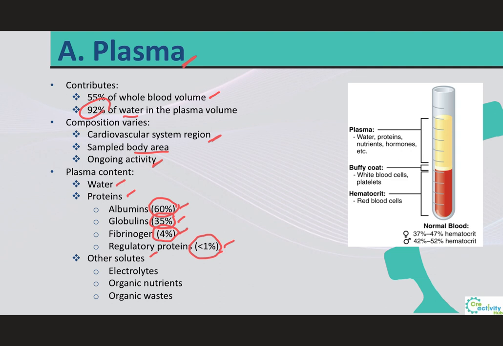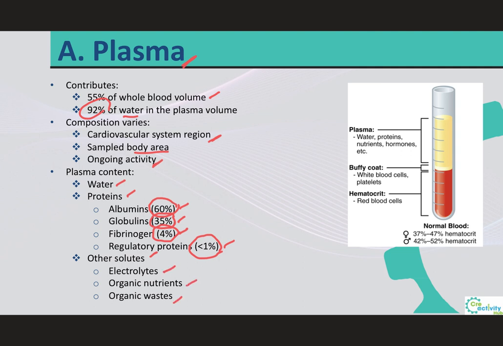And these protein-lipid combinations are called lipoproteins. That makes sense, right? They're attaching lipids to proteins: lipoproteins. They're going to be readily dissolved in plasma, and this is how insoluble lipids are able to be delivered to the peripheral tissues. Then we have the other solutes, and in this category we have electrolytes, organic nutrients, and organic wastes.